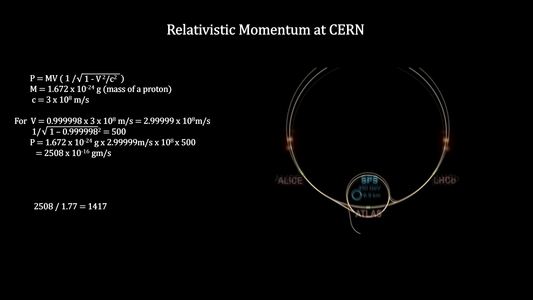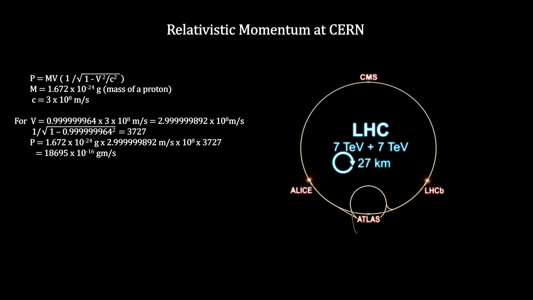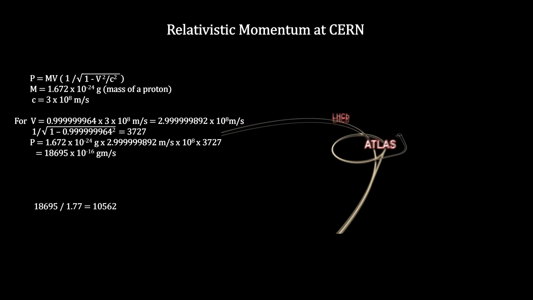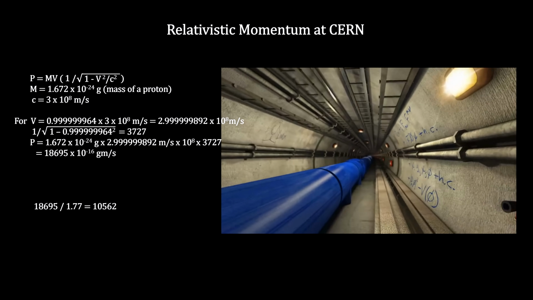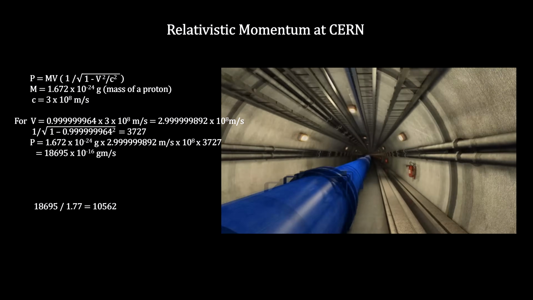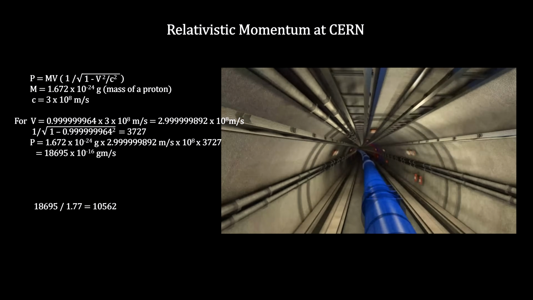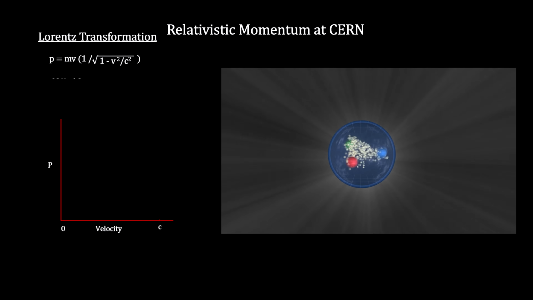Finally, the Large Hadron Collider accelerates these incoming protons to 99.9999964% of the speed of light. The proton's momentum tops out at 10,562 times its original momentum. At this level, Galilean transformations would be off by over 99.9%.